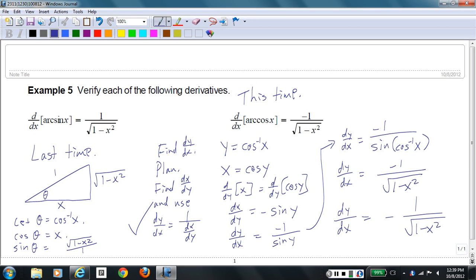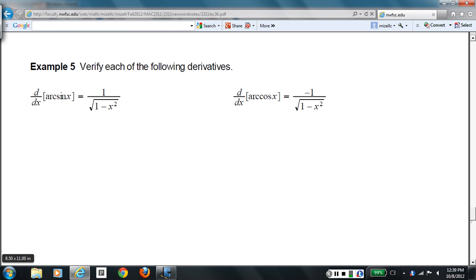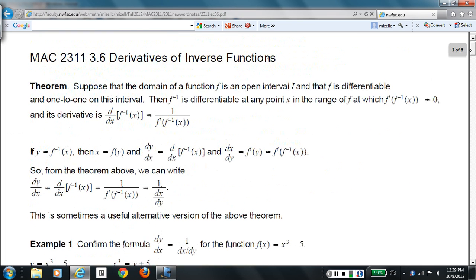There's a formula way up at the top. Formula right there, d/dx of f inverse of x equals 1 over f prime of f inverse of x. And just in practice, I don't really think that's as useful as 1 over dx/dy. I've used that in the past, and it seems like 1 over dx/dy works just as well. So that's the way I've elected to go with this.